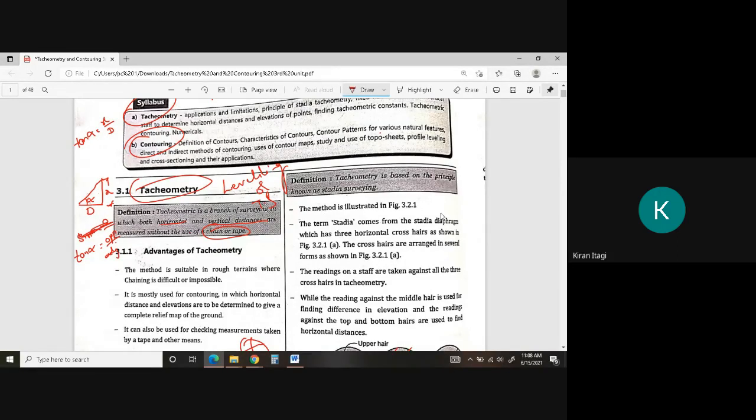Only the thing is that here we are applying physics, basic physics, that is focal length, the diaphragm, all those things. Once you jump into it, you will come to know.